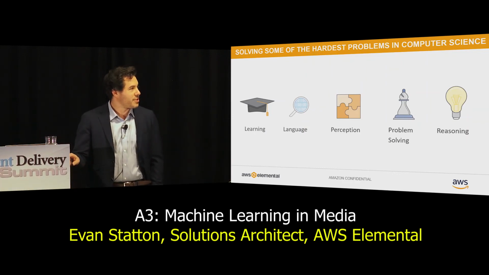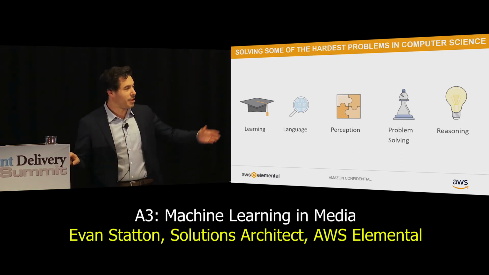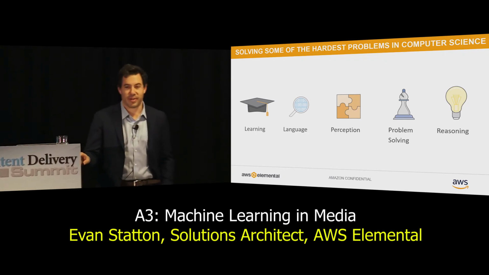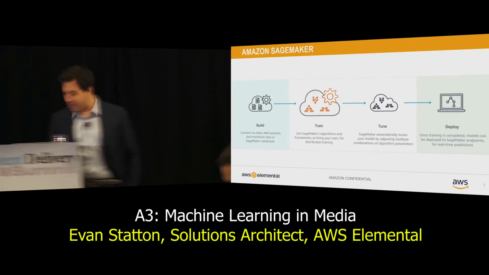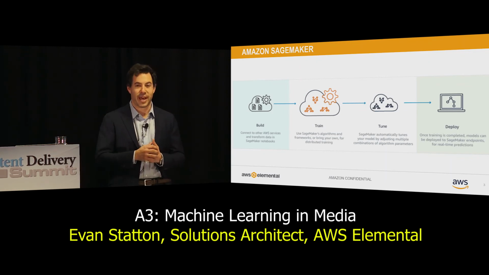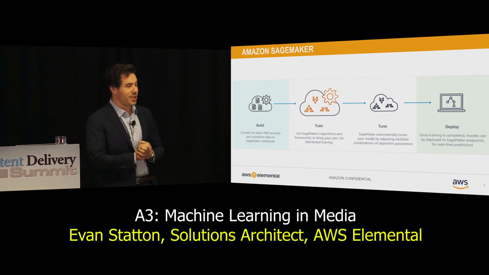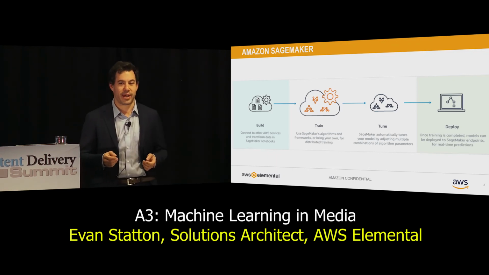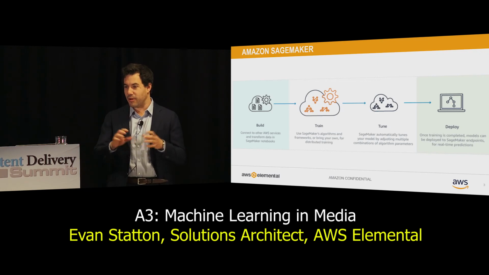Machine learning is solving some hard problems in computer science, and here's a couple examples of what we're doing. You try to learn, you try to think about language, perception, problem solving, and reasoning. And the way to do it in general is that you create a model, right? I'll use the example of a cat, because in our company we like to find cats in videos automatically. I'll show you how to do that in a few minutes. But in general, you would build a model, and in this case you would present a picture of a cat, and you'd tell the machine, this is a cat. And it's going to look at that and try to find patterns, right?